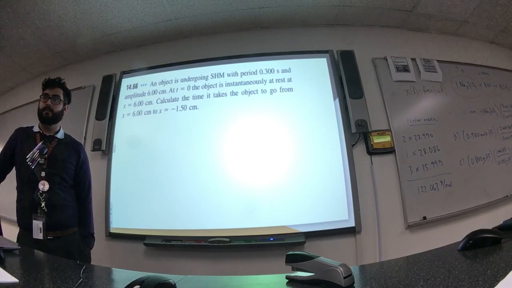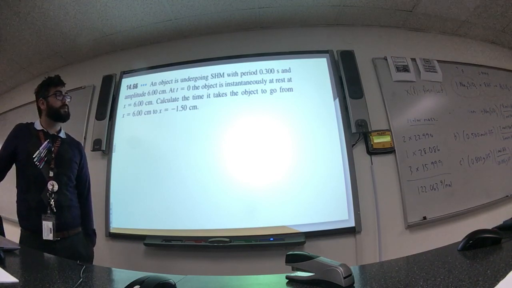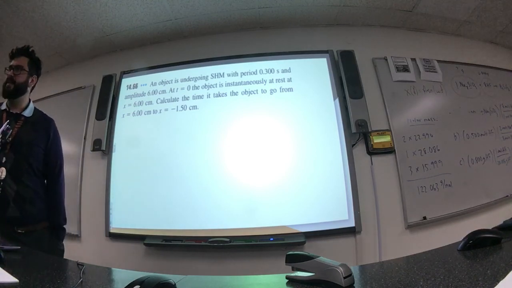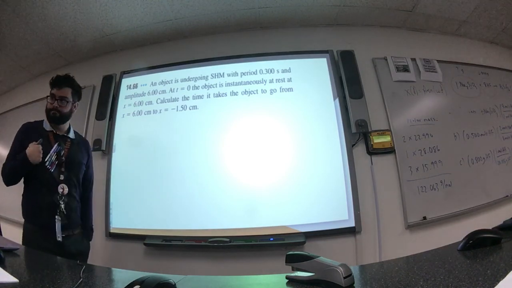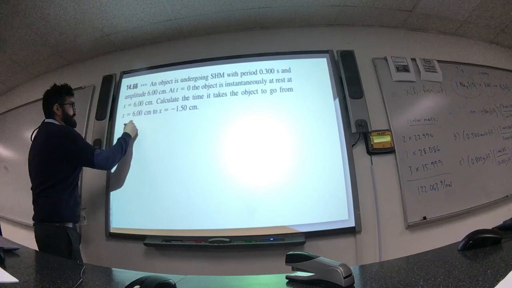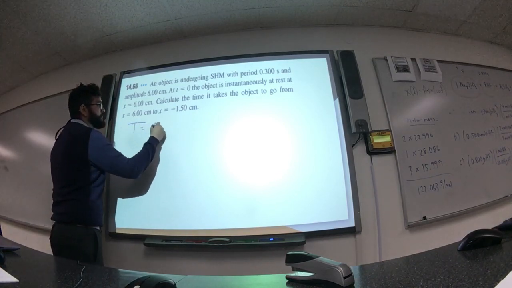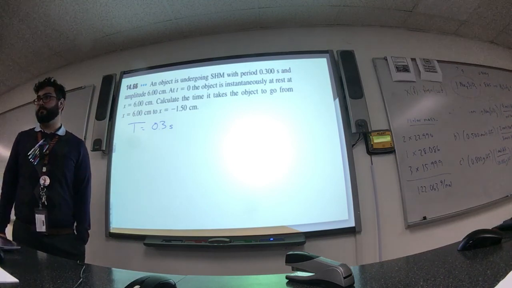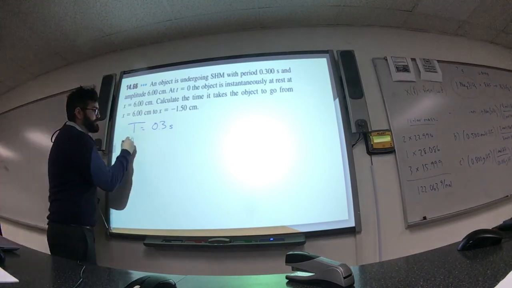Okay, your x of t is equal to a cosine of. I'm going to write my givens. The first thing I'm going to do. So what am I given? I know my period. I know my amplitude.